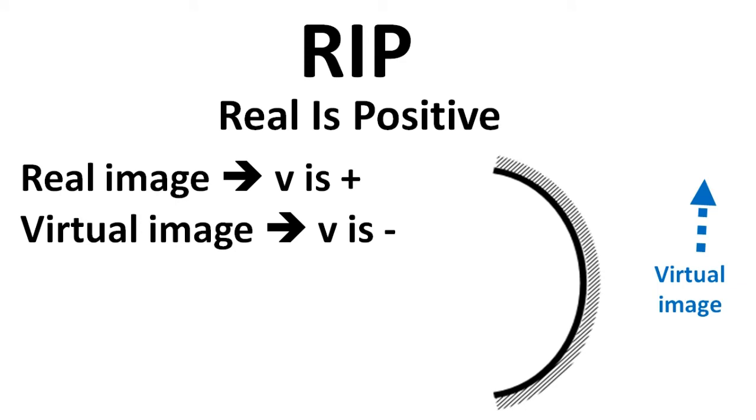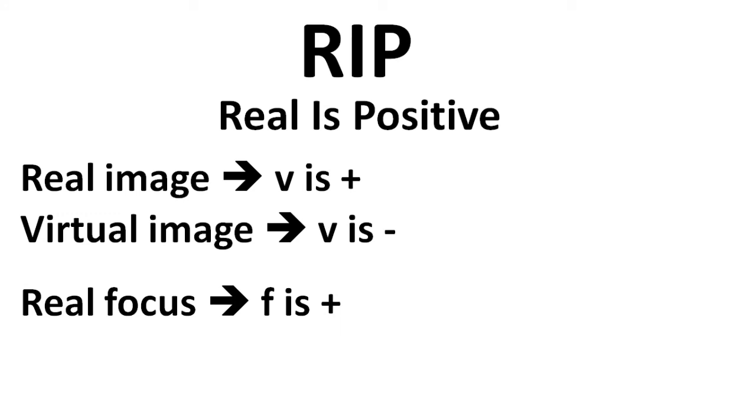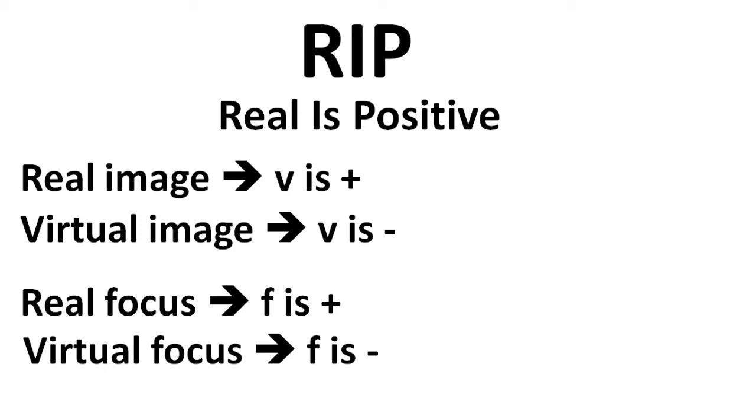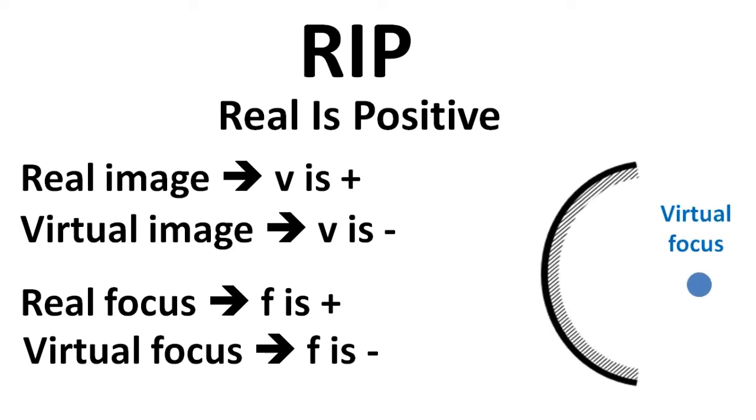Great. Same thing goes for the focal length. We use a positive value for f if the principal focus is real. Okay, that is if the principal focus is in front of the mirror. And we use a negative value for f if the principal focus is virtual. That is if the principal focus is at the back of the mirror.